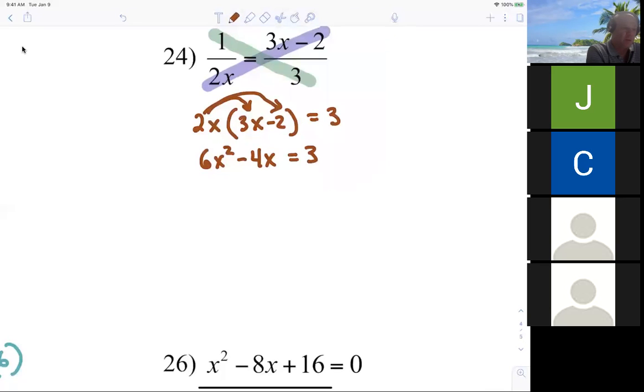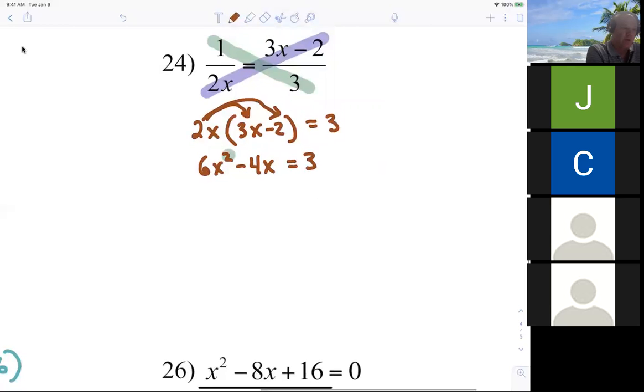Now, because it's a quadratic, Island thinking. we're going to subtract 3. Only last for a couple more years.